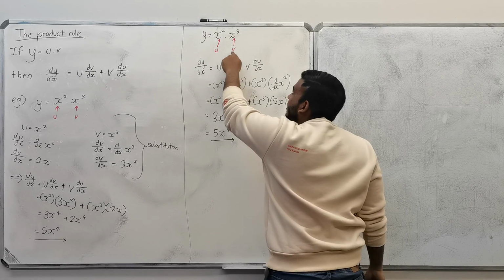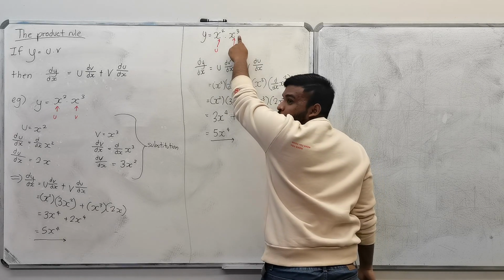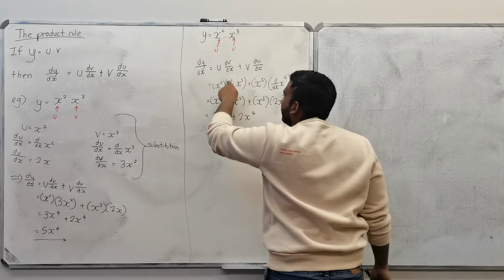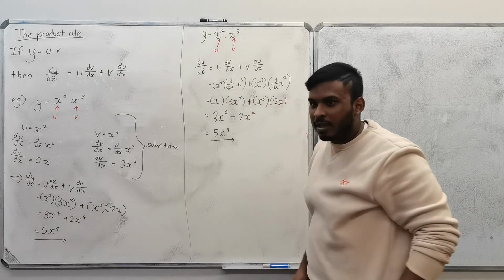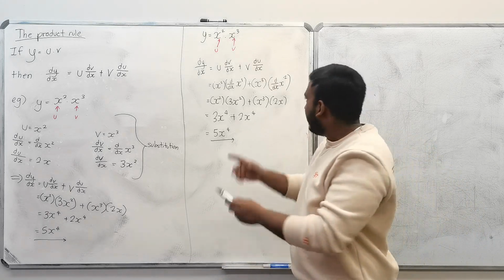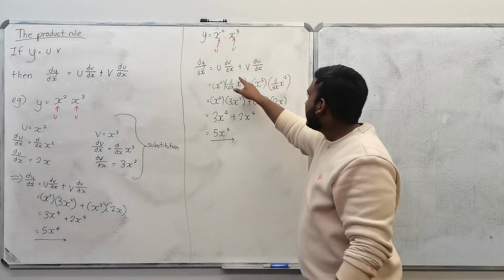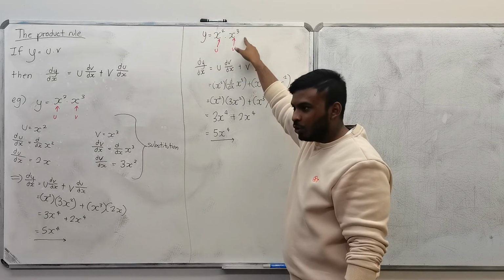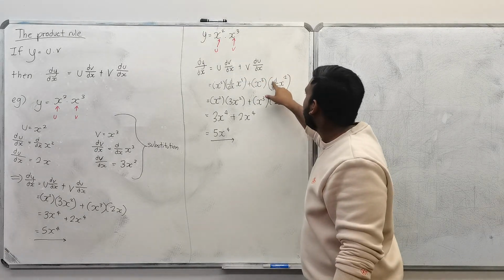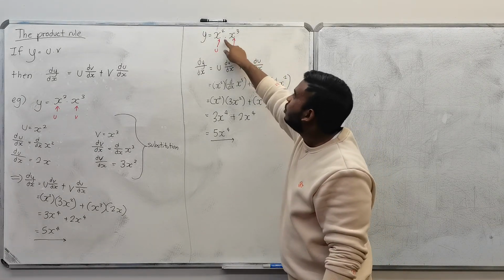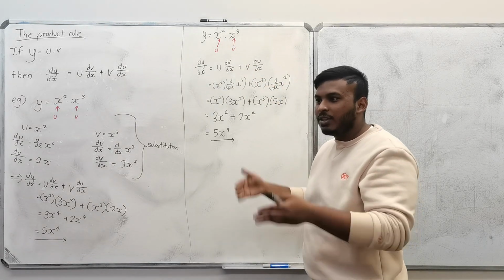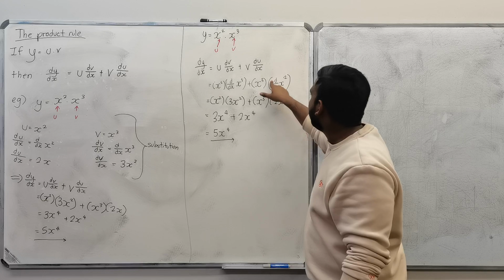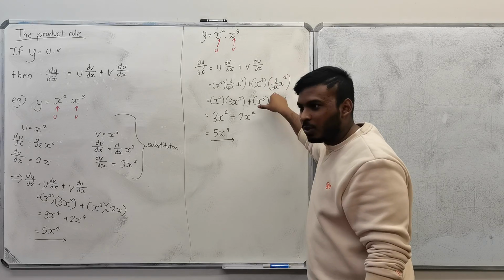So it's times the derivative, where v is x cubed, so it's times the derivative of x cubed with respect to x. Yes? Same thing further on, right? Plus v, which is x cubed, times the derivative of u. u is x squared, so where they have u, I can substitute x squared. So this is the derivative of x squared with respect to x.